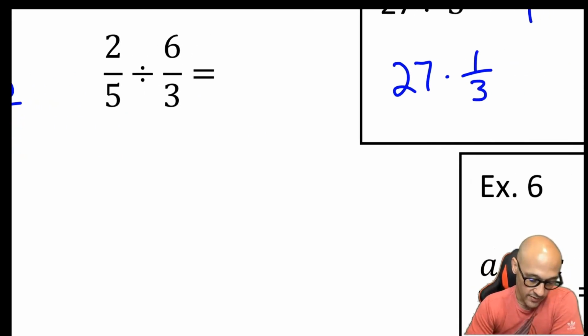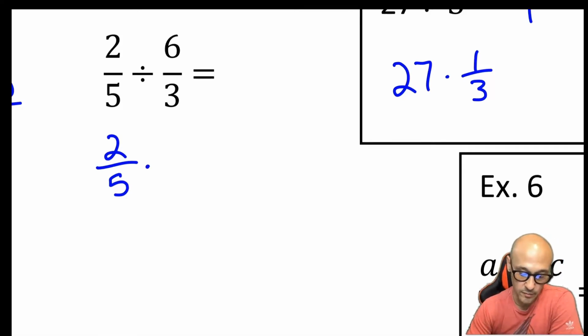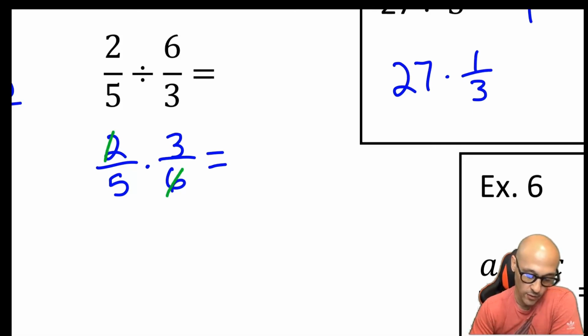We take our dividend, 2/5, change to multiplication, and then the reciprocal of the divisor is 3 over 6. Now here, again, 2 and 6 are both divisible by 2. 2 divided by 2 is 1. 6 divided by 2 is 3. Multiplying across the numerators, we get 3. Multiplying across the denominators, 5 times 3 is 15.